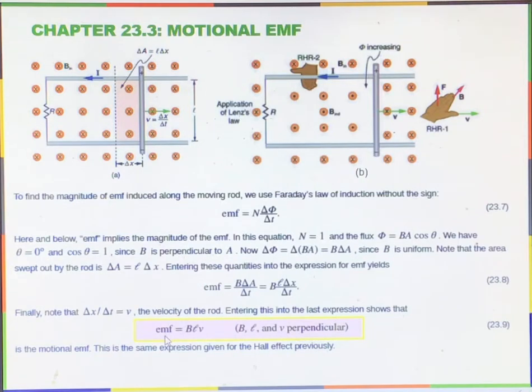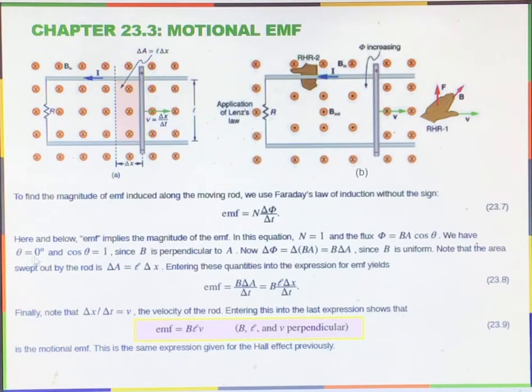So the electromotive force is just the strength of the magnetic field times the length of the wire times the velocity of the wire. If I know the strength of the magnetic field, the length of the wire, and the velocity, I can calculate the induced electromotive force.